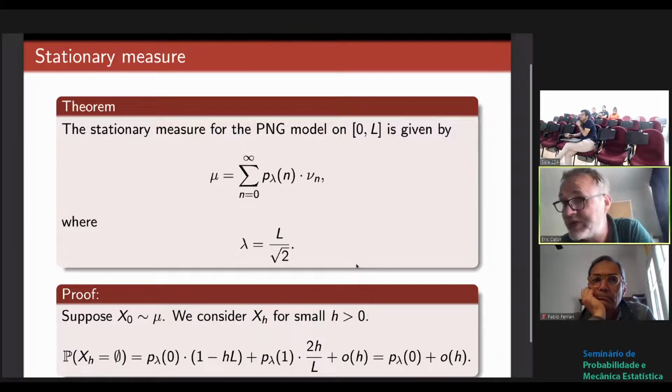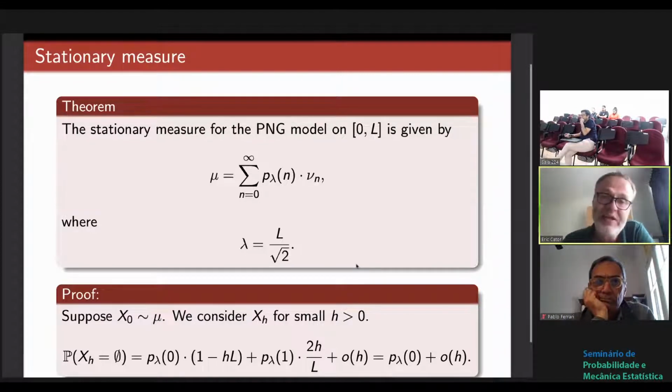So here's a theorem. This is actually true. And this is a little bit of a miracle, of course. You just guess something and you hope it works, and it turns out that it does. So that's very nice. So as a stationary measure, we take this mu n, and we give each size n a probability p of lambda n, which is given by this Poisson squared distribution. And then lambda has to be something specific. So we don't have a choice in this. It turns out it has to be equal to L over square root of 2.